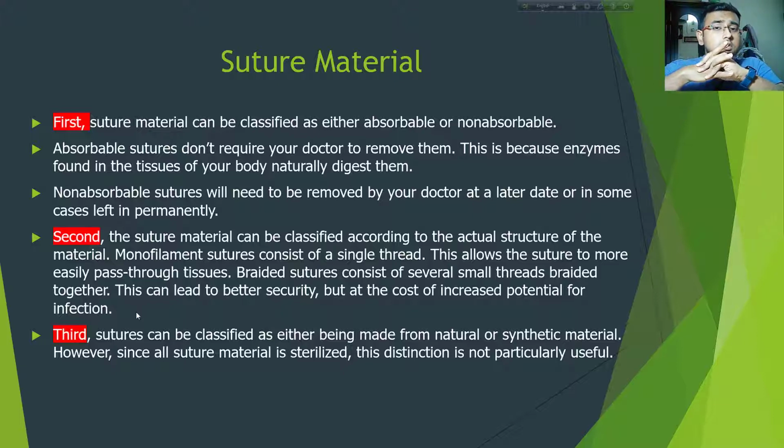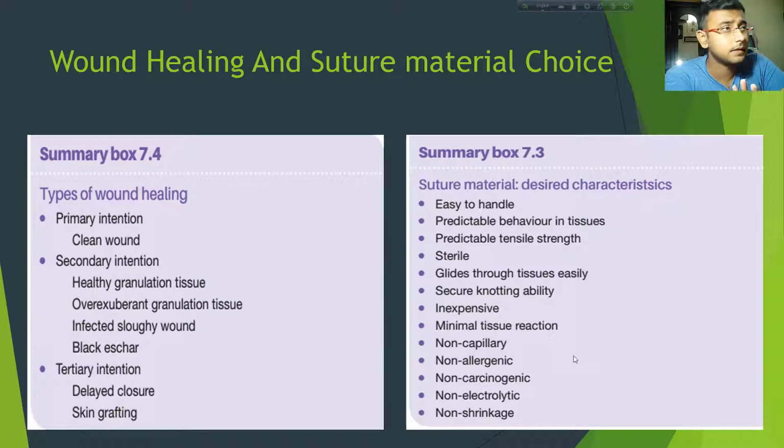Today antibiotic-coated braided suture material is available. It may be somewhat costly, but it has a good prognosis. Thirdly, sutures can be classified as being made from natural and synthetic materials. However, since all suture material is sterilized, this classification is not particularly useful. Of course, they are sterilized.